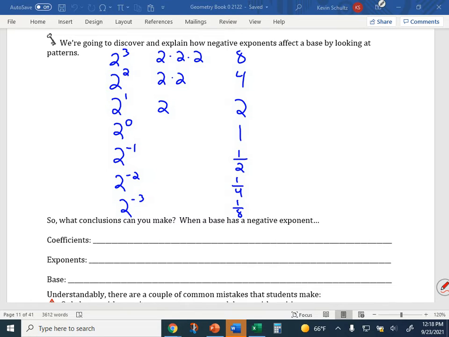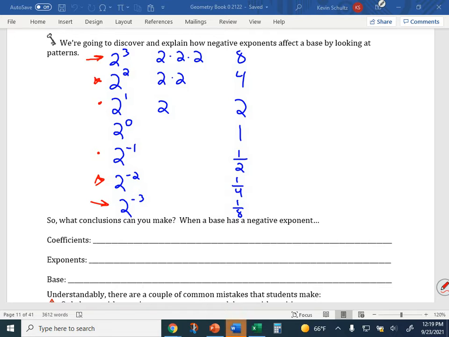So looking at the similarities and the differences between 2 cubed, 2 to the positive third, and 2 to the negative third, looking at 8 and 1/8, how are they alike? How are they different? The reciprocals, right? 8 can be written as 8 over 1. The reciprocal of that, 1/8. We see the same thing here with 2 squared and 2 to the negative second. 2 squared is 4. 2 to the negative second, 1/4. And then finally, 2 to the first and 2 to the negative first, we have 2, and we have 1/2.